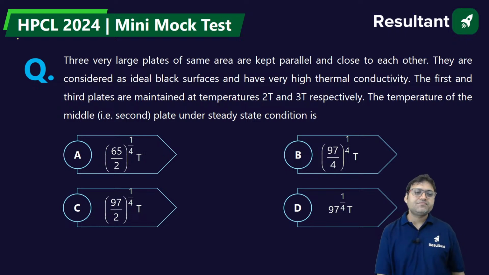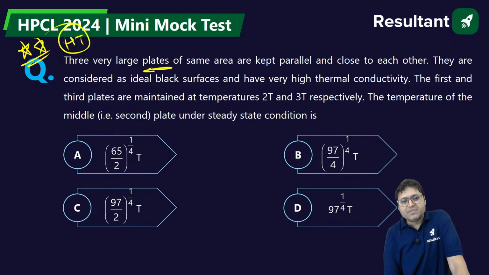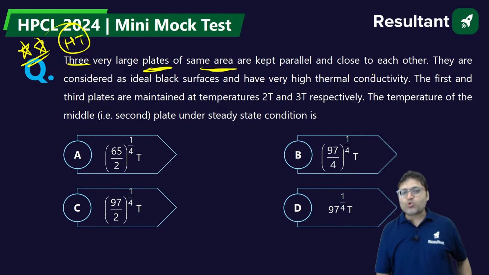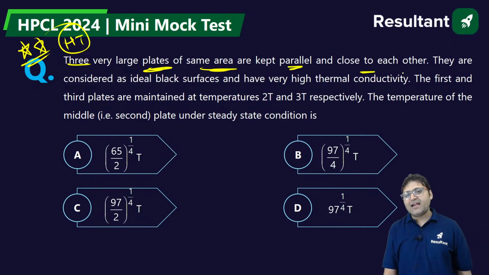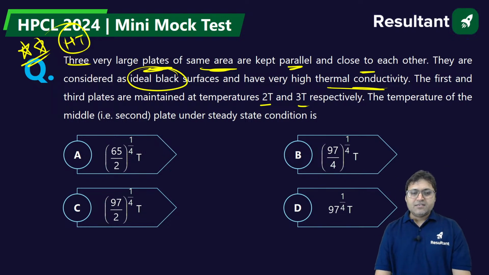The next one, from the heat transfer. There are three very large parallel plates, three plates of same area. They are kept parallel and close to each other. They are considered as ideal black bodies and have very high thermal conductivities. The first and the third plate are maintained at 2T and 3T respectively. The temperature of the middle plate under steady state condition is?